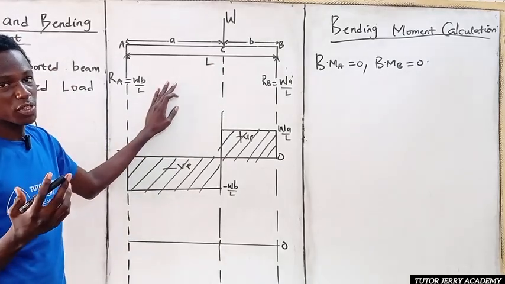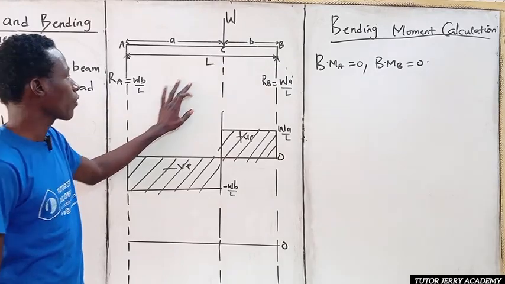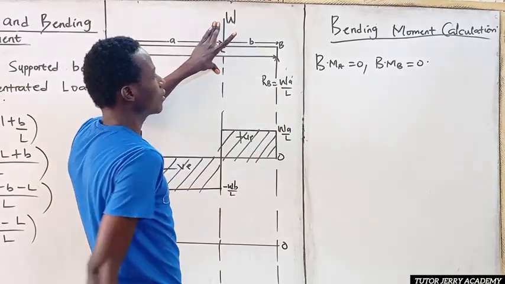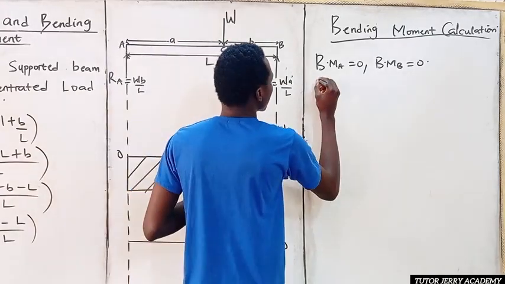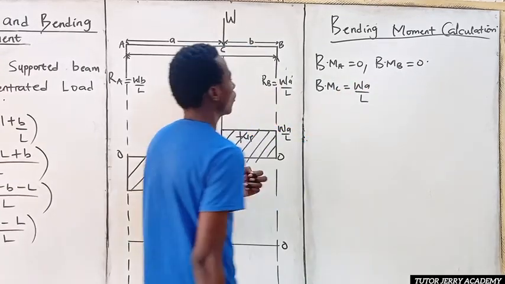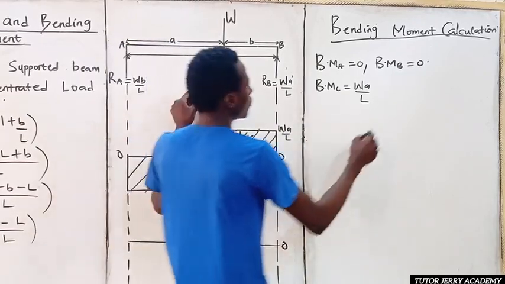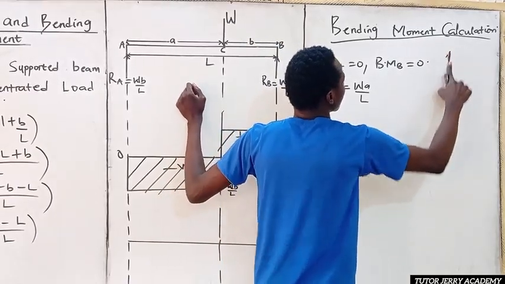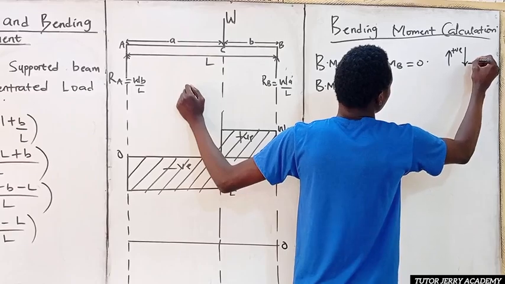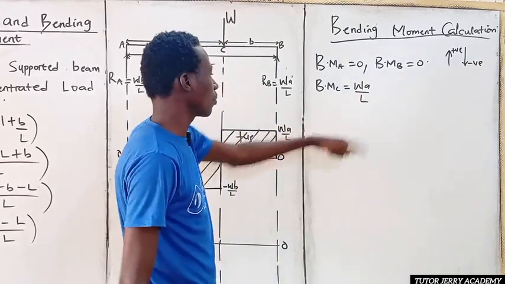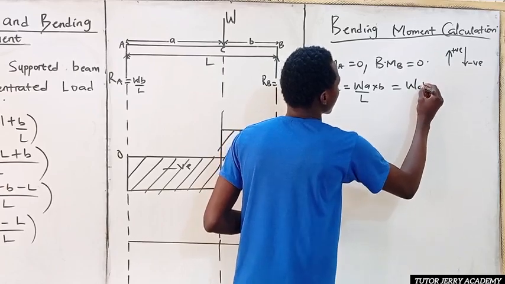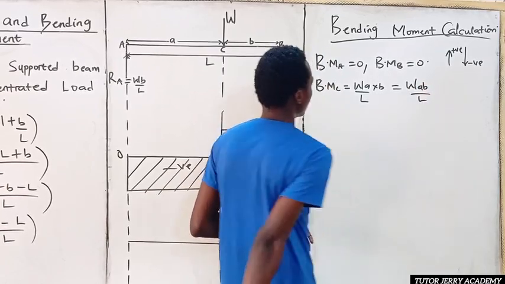Now, bending moment we know is nothing but force times perpendicular distance. So if we are looking for bending moment at point C, it will be the force here, which is WA all over L, multiplied by the distance, which is B. So our bending moment at C will be equal to WA all over L multiplied by B. Of course, we are going to be taking upward force as positive and downward force as negative. So this is equal to WAB all over L.